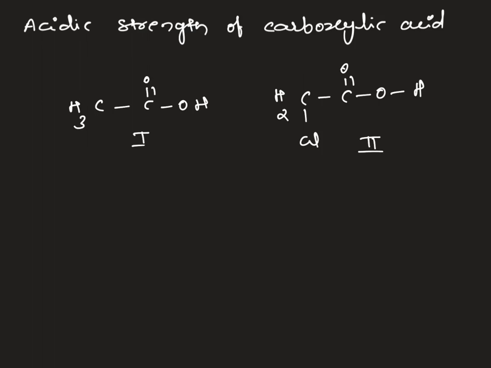By looking at the structure, we can tell that chlorine is an electron withdrawing group, that is a -I group, which will pull electrons from the carboxylic acid. As a result, the hydrogen will leave as H plus easily. When it comes to the CH3 group, it is a +I group. A +I group destabilizes the carboxylate ion, and because of that the proton cannot be easily donated. Hence 2 is more acidic than 1.